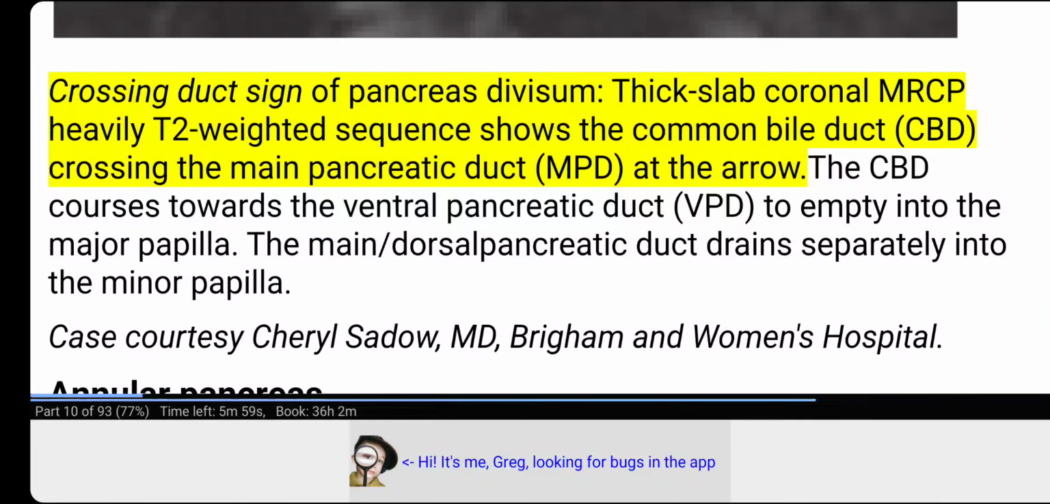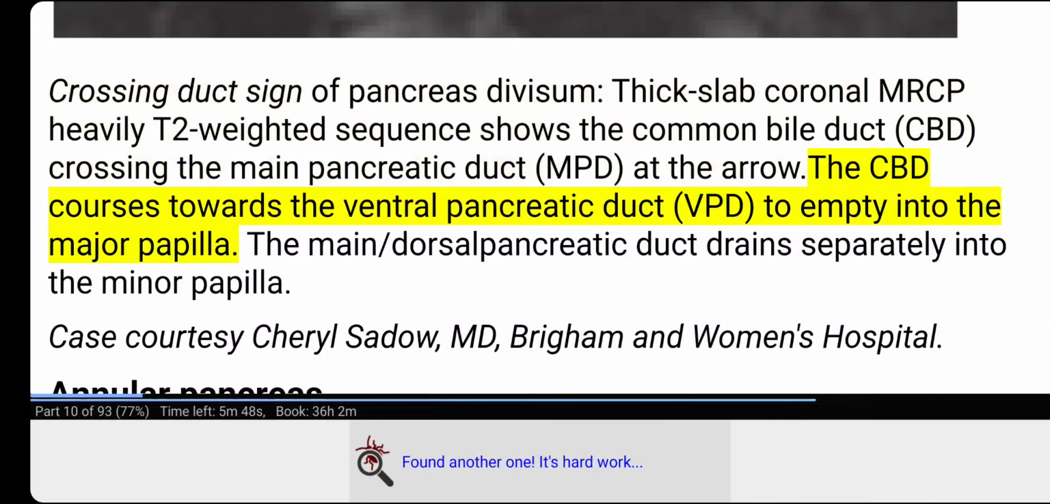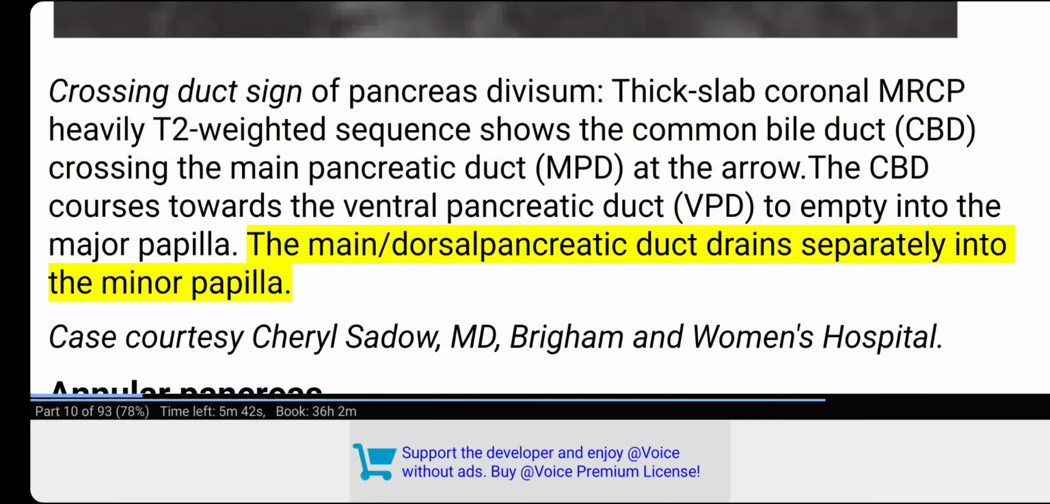Thick slab coronal MRCP, heavily T2-weighted sequence, shows the common bile duct (CBD) crossing the main pancreatic duct (MPD) at the arrow. The CBD courses towards the ventral pancreatic duct (VPD) to empty into the major papilla. The main dorsal pancreatic duct drains separately into the minor papilla. Case courtesy Cheryl Sado, MD, Brigham and Women's Hospital.